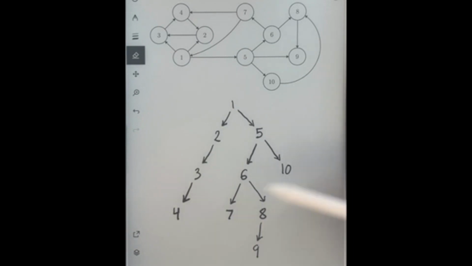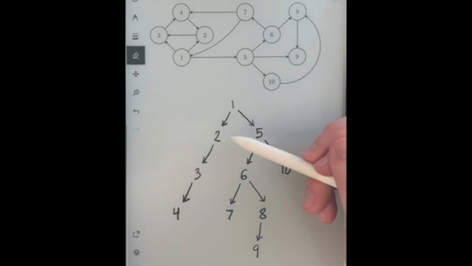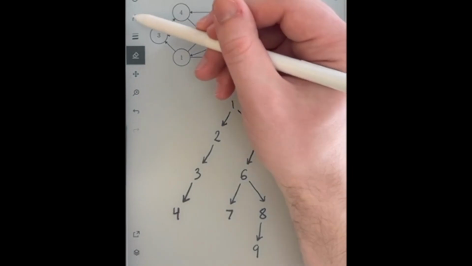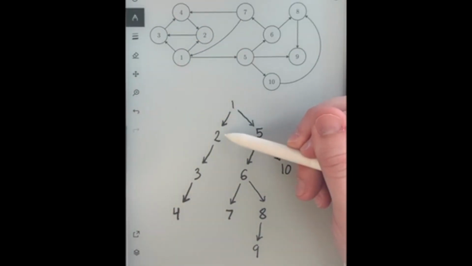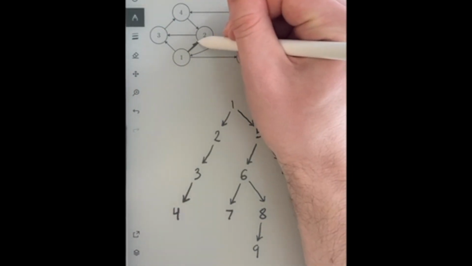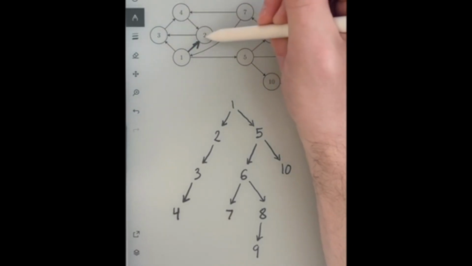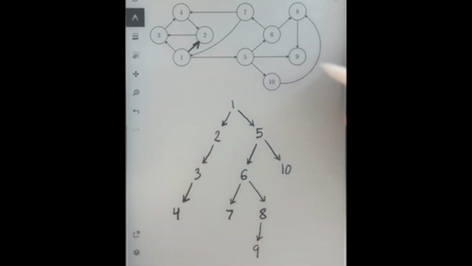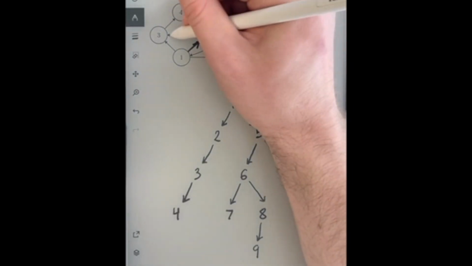This is the DFS tree for this example graph starting at vertex 1. The edges in the DFS tree are a subset of the edges of the original graph. So for example, this edge 1, 2 shows up here in the graph, but the edge 4, 2 from the graph does not show up in the DFS tree. Let me go ahead and highlight all of the edges in the DFS tree where they appear in the original graph.